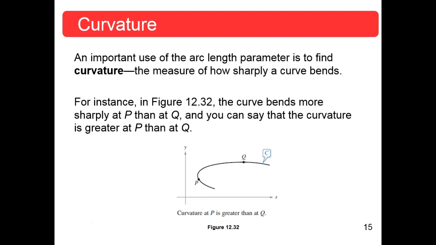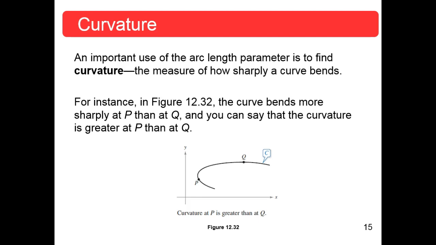An important use of arc length parameter is to find curvature, the measure of how sharply a curve bends. For example, in this figure here, the curvature at P is going to be a very large number, whereas the curvature at Q is going to be a very small number. This is bending really rapidly here. This is hardly bending at all. More sharply at P than at Q, you can say the curvature is greater at P than it is at Q.